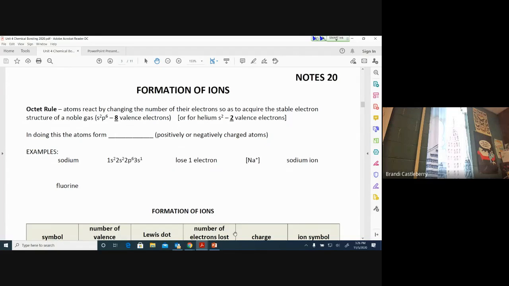Formation of ions. This will look exactly like your chart in a second. So basically, I'm showing you how to do your paper. We're not really learning anything new necessarily. We're just putting the two things we learned yesterday together, trying to review.